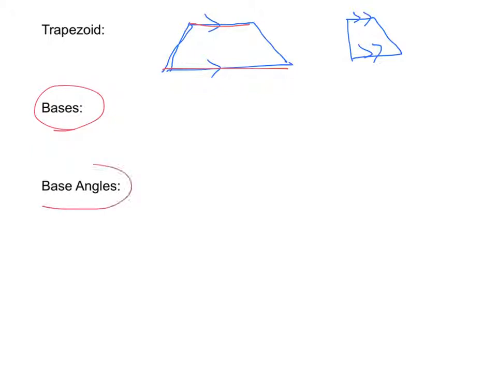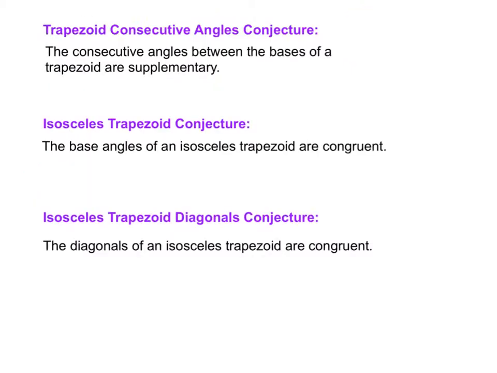And then the base angles are going to be a pair of angles that share a base as a common side. So this is a set of base angles, this is another set of base angles, this is a set of base angles, and this is a set of base angles. Okay, so now we have some conjectures about trapezoids.